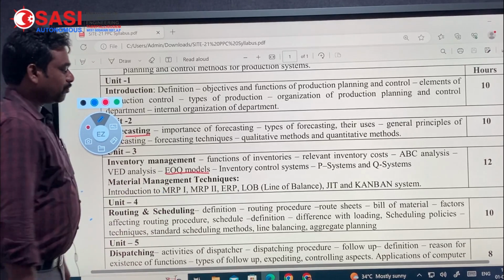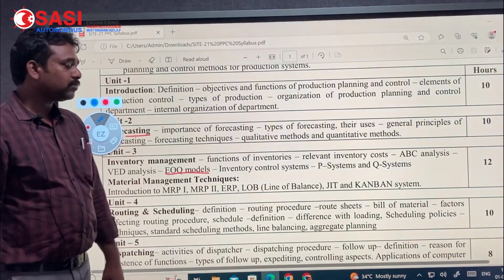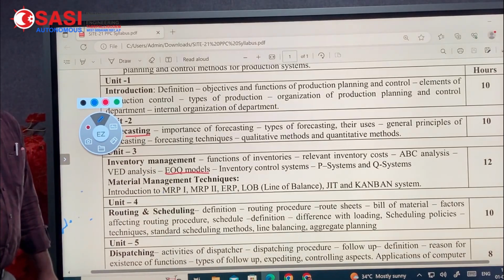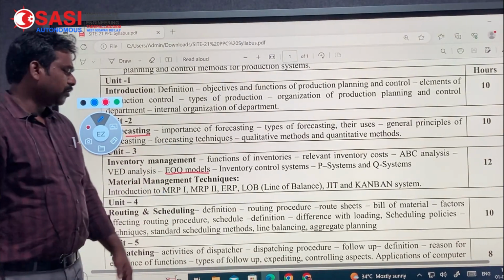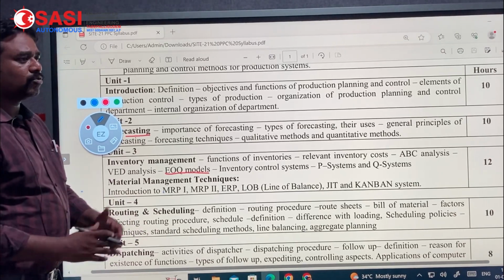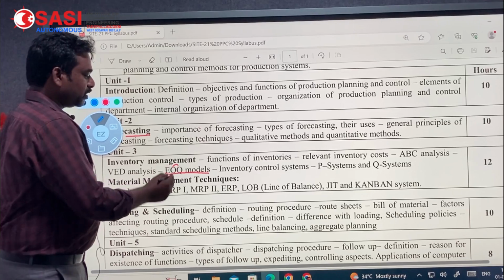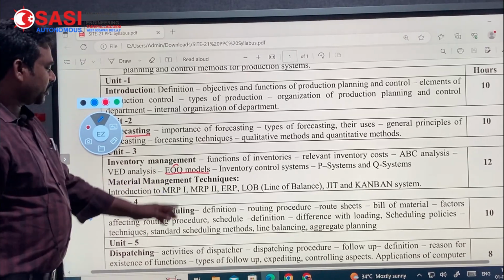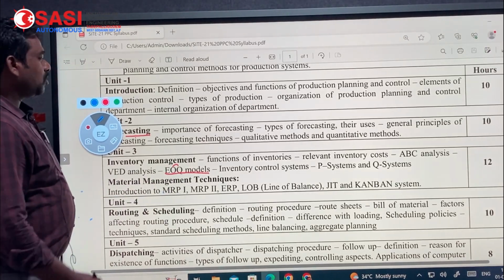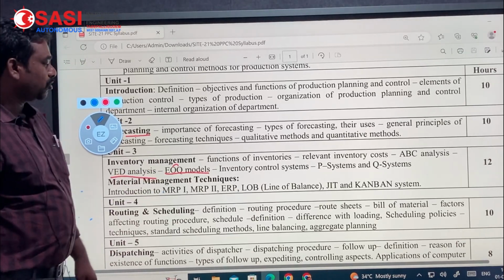So EOQ is nothing but economic order quantity. The "economic" means maintaining our finance structures in an economical way, without wasting on unnecessary things. So ordering the quantities in an economical way, we can say that is EOQ. And what are the various other analyses that are there, we are going to see.